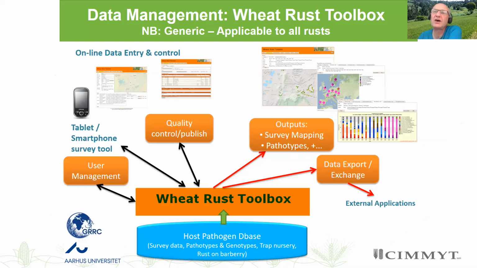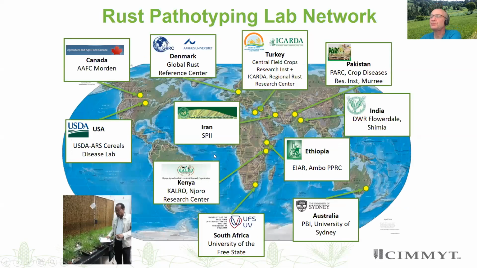Also, thanks to colleagues in Denmark at the Aarhus University Global Rust Reference Center, we've been able to put together a state-of-the-art data management system, the Wheat Rust Toolbox. We can get information into the system easily. We can do quality control, and we've got a whole range of tool outputs: interactive maps, graphs, and charts. This system is now holding around 39,000 records, and it's a great resource.